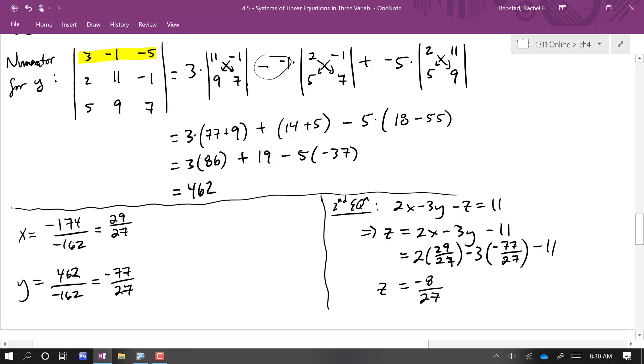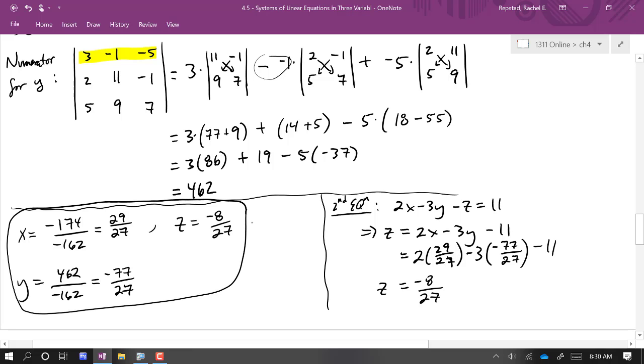Alright, so our solutions are this sort of triplet of values here. So again, like I said in the beginning of this example, this problem represents probably the most work that we'll need to do when we're solving a 3 by 3, just because there were no zeros in the system. At worst, it'll take this much work. A lot of times it'll be a little bit less work because we can take advantage of any zeros that might appear and make our determinants a little bit easier to find.